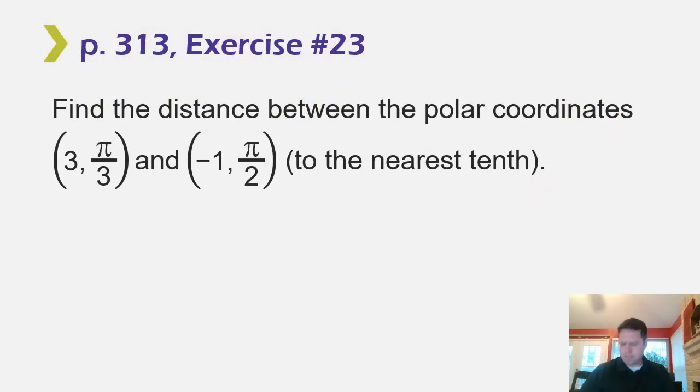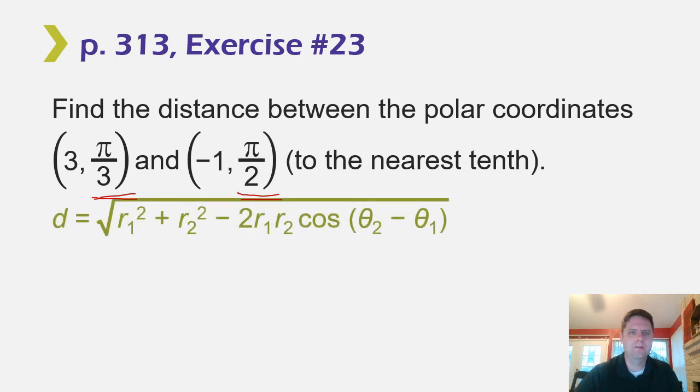Exercise 23 on page 313 in your book asks you to find the distance between the polar coordinates 3 comma pi over 3 and -1 comma pi over 2 to the nearest tenth. Notice here that we've changed to radians, so make sure that you're in radian mode. I keep stressing this because this is where you could get things wrong, if you just have your calculator in the wrong mode when you're doing the calculations. But otherwise, we're just plugging it into the distance formula.